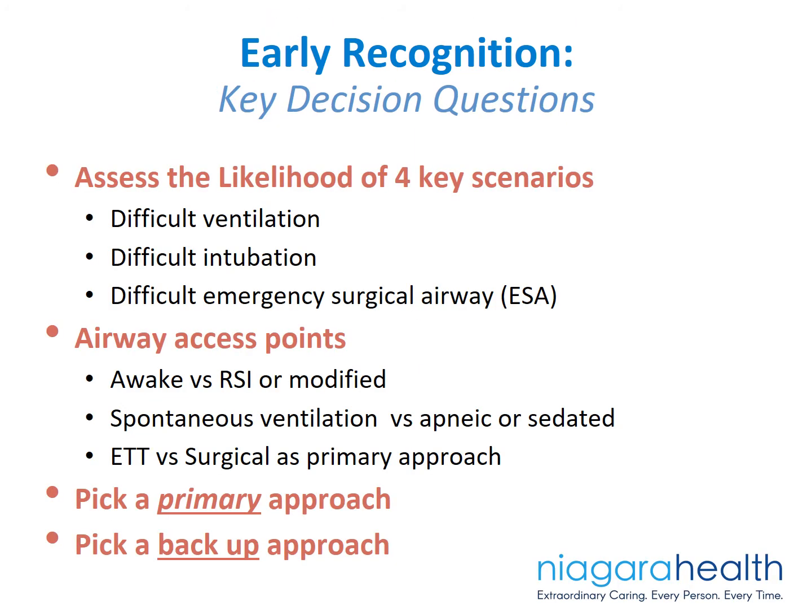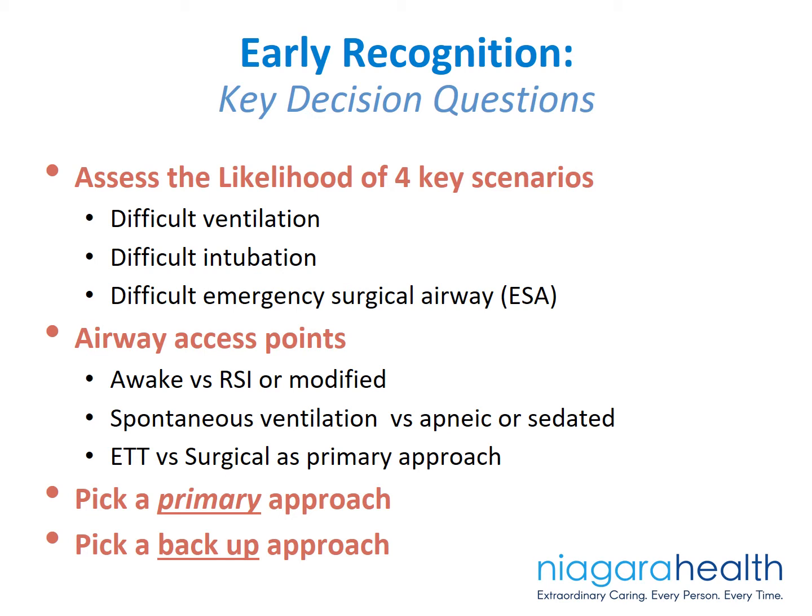So when we're going through this pattern and asking our questions about early recognition, there's really 4 key things that you need to consider. The first one is assess the likelihood of 3 key scenarios. Are they going to be tough to ventilate? Are they going to be difficult to intubate? And am I going to have a difficult time actually accessing the neck to do a surgical airway if all else fails?